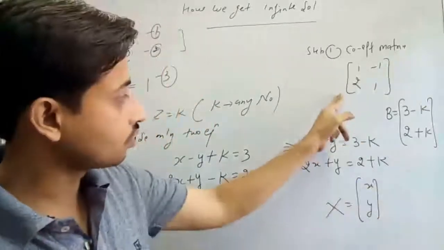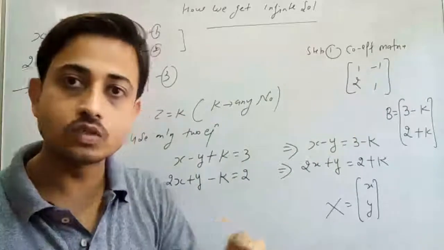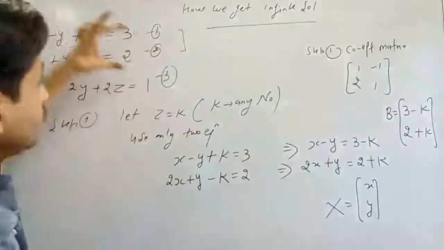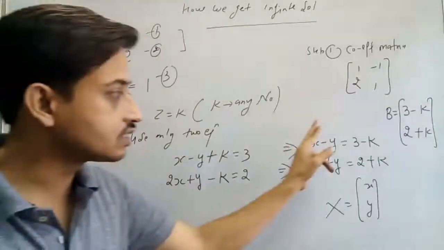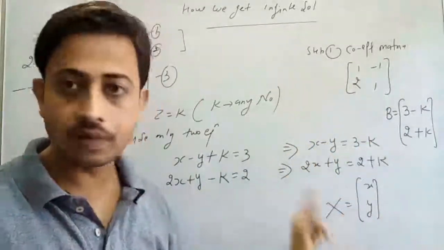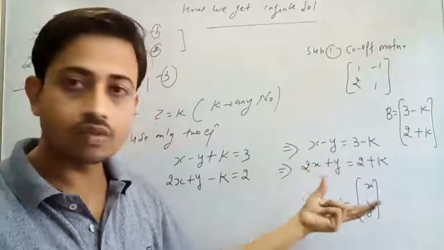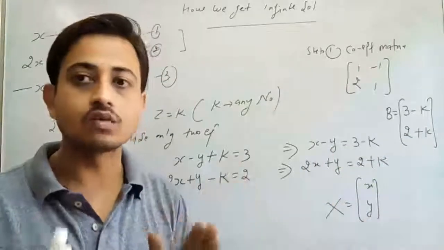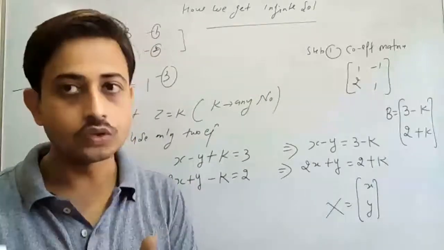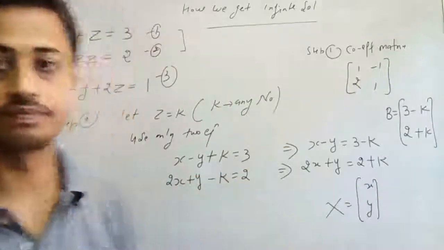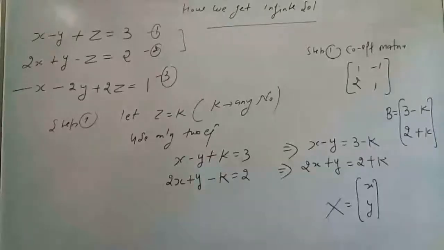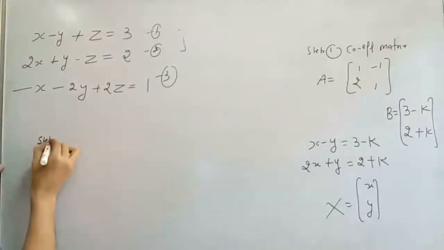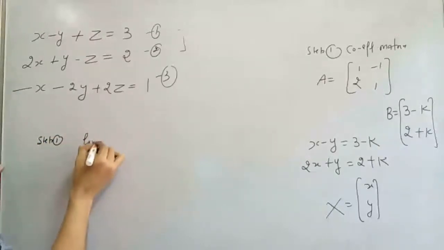So please make a note of this. First, let z equal k, put it in two equations, get these two equations, and apply the matrix method to get the values of x and y in terms of k. This is your method for how we get the infinite solution. So please make a note first. So I am applying step 1.